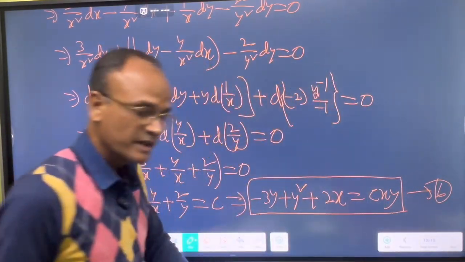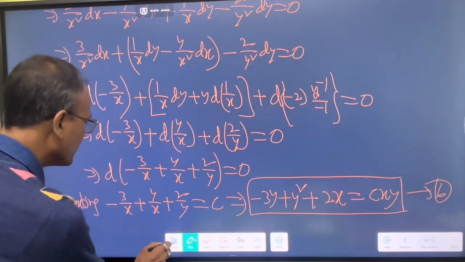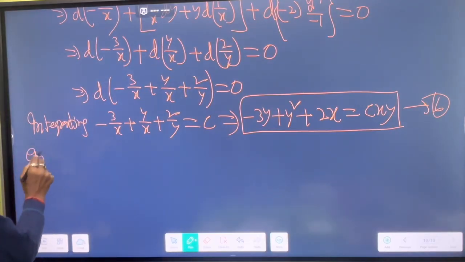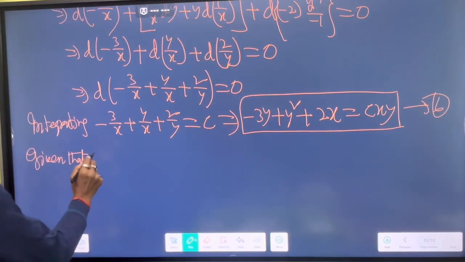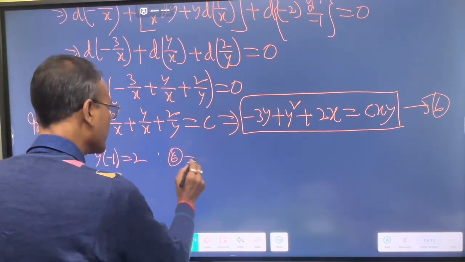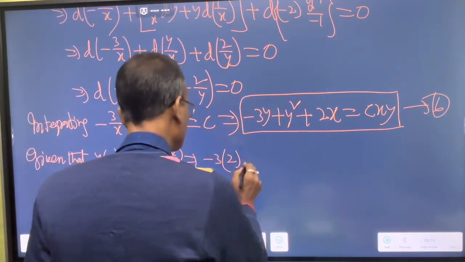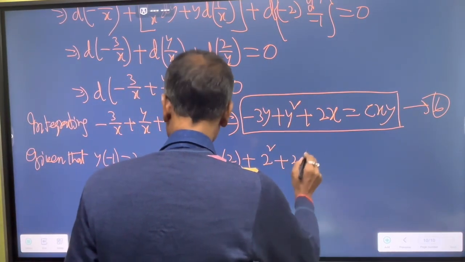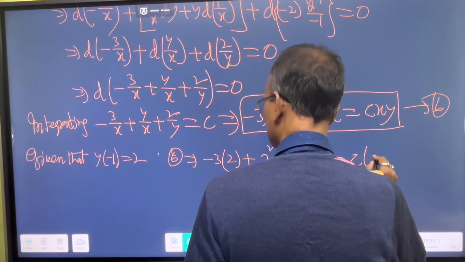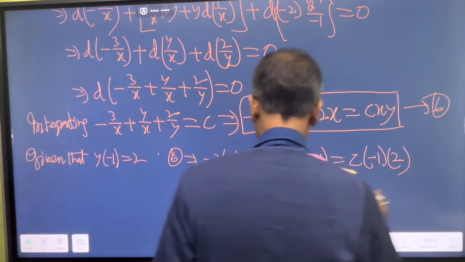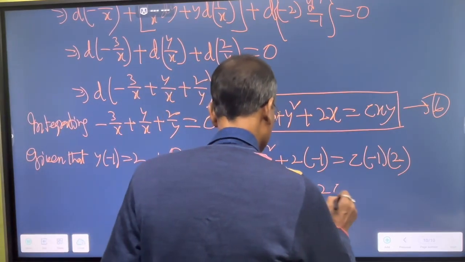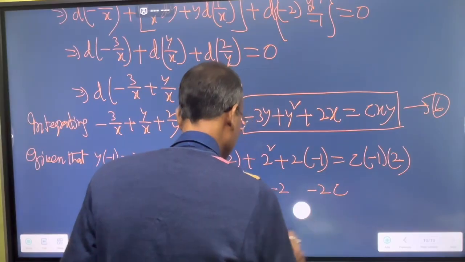Now apply the given condition. Given that y of minus 1 equal to 2. Therefore, from 6 you will get minus 3 into 2 plus 2 square plus 2 into minus 1 equals c into minus 1 into 2. This means minus 6 plus 4 minus 2 equal to minus twice c.